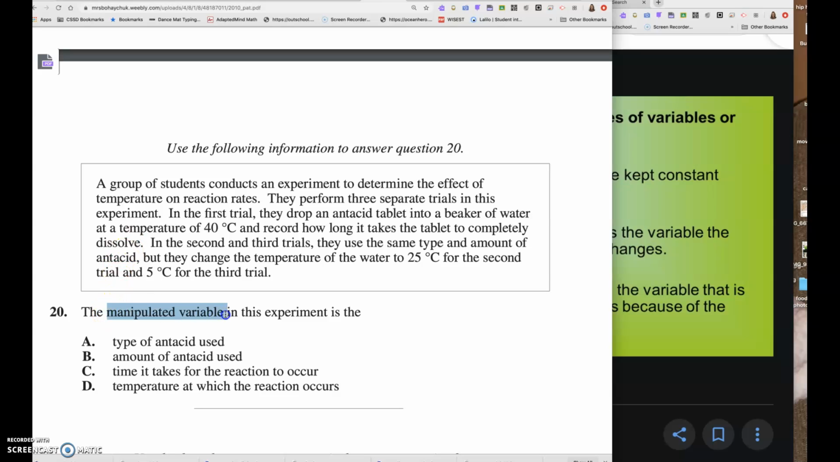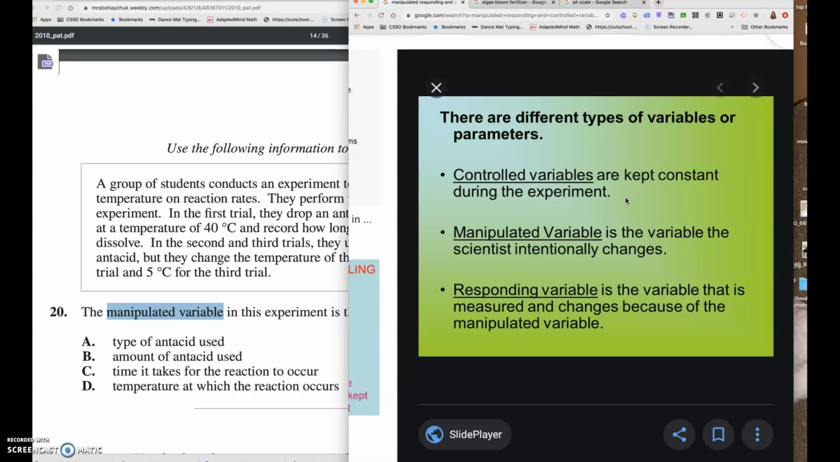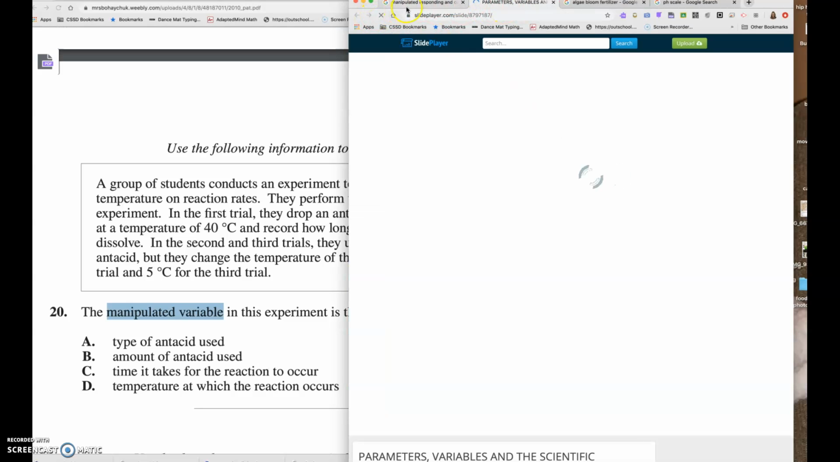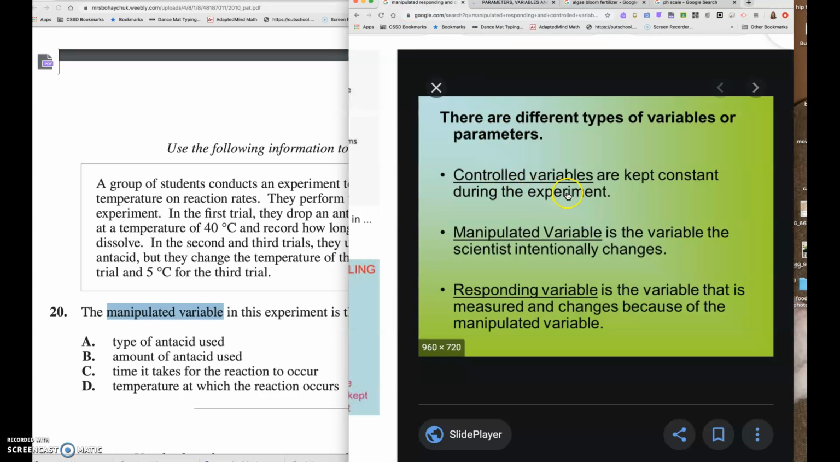So we're looking for a manipulated variable here. Before we spend time looking at this actual question, let's remember what variables are. A controlled variable is something you don't change. That makes your results not work if you change too many things. So you need one thing or 10 things to stay the same and only change one thing to see what happens. So what you change is called your manipulated variable.